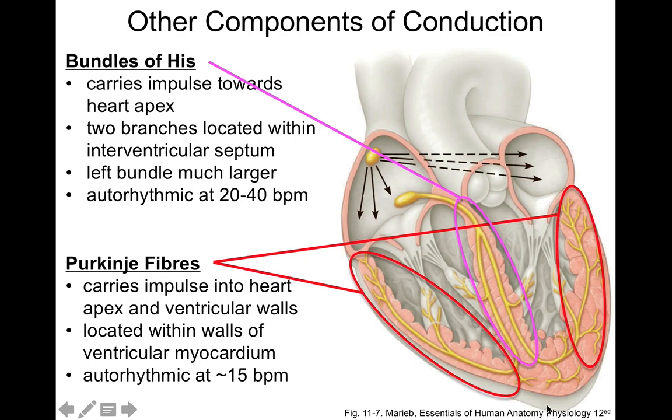They can generate their own action potentials at about 15 beats per minute. And you can see this is much lower than any other point along the conduction pathway. So if there was any problem with the signal reaching the Purkinje fibers from the SA node, AV node, or bundles of His, the Purkinje fibers would then start to serve as their own pacemakers.